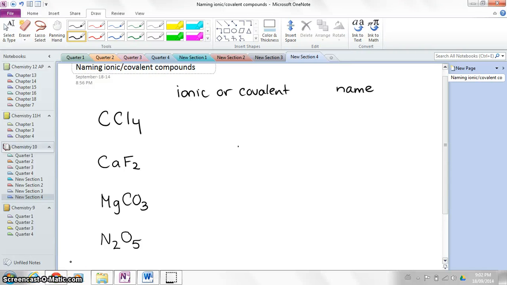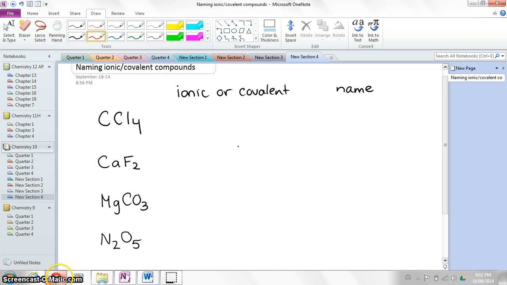This movie is on naming ionic and covalent compounds. Sometimes you're going to get a mishmash of compounds and you're going to have to name them and decide, do I use prefixes or not? The trick is to look at what the compound is made up of. So here we have CCl4.